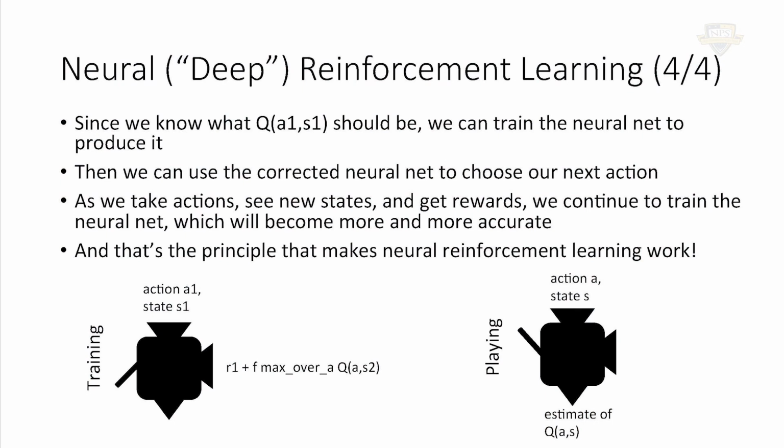So the neural net typically will become more and more accurate, and that, in a nutshell, is what makes neural reinforcement learning work. Here we are in the training mode with our mathy expression, training up our Q function, and then when we actually play, we give it a state S that we're in. We say, hey, how about this action? It tells us how good it is, and we use that to guide our play, and we play optimally. Ideally, except in the real world with finite amounts of training, it's never optimal.